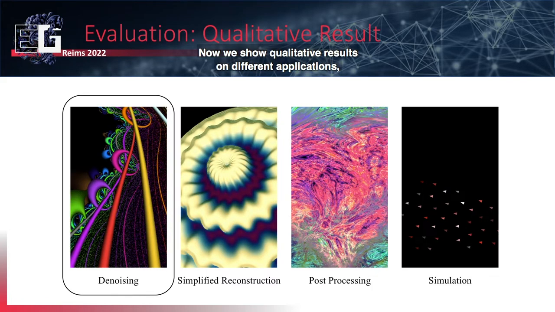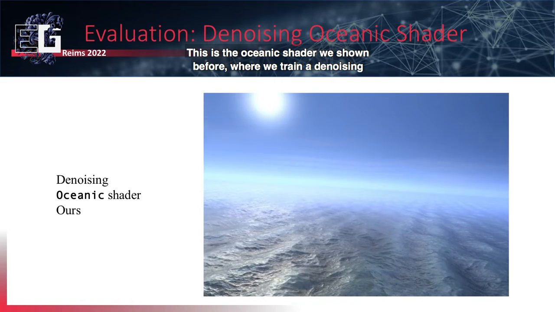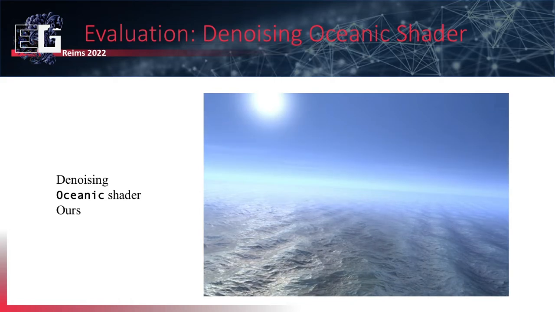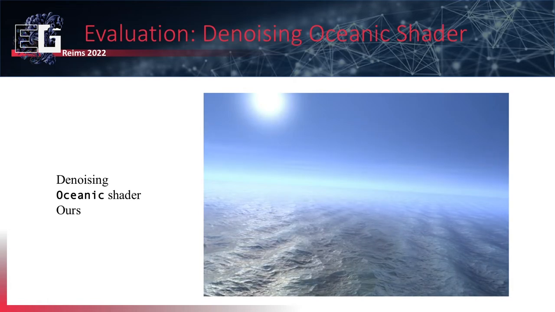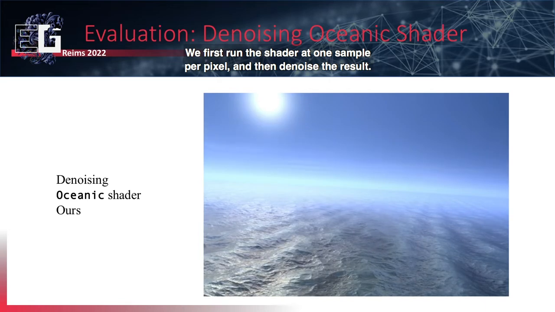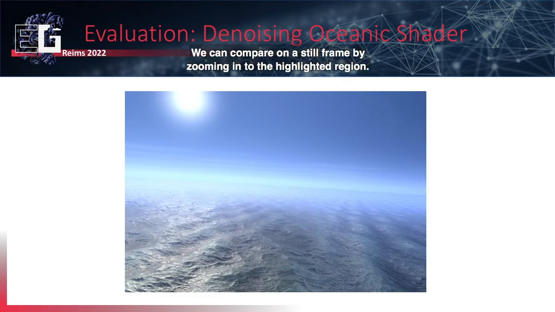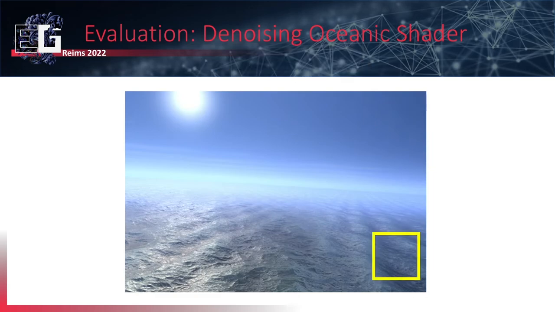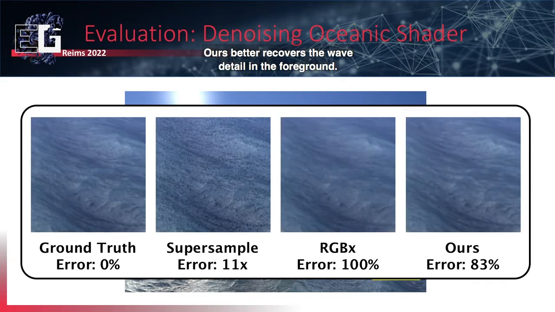Now we show qualitative results on different applications, starting with denoising. This is the oceanic shader we showed before, where we trained the denoising model to predict rendering generated at 1,000 samples per pixel. We first run the shader at 1 sample per pixel and then denoise the result. We can compare on a still frame by zooming into the highlighted region. Ours better recovers the wave detail in the foreground.